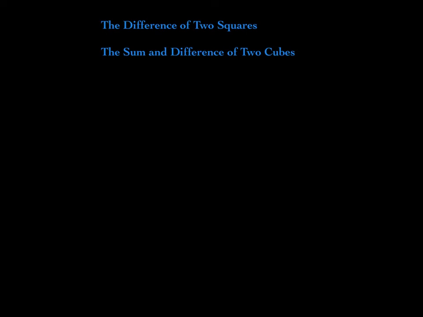We're going to continue our review of factoring methods. In this section, we're going to focus on factoring binomials. Now, there will be three different kinds of binomials that we will factor. First, we'll focus on factoring a difference of two squares, and then we'll move to a sum of two cubes and a difference of two cubes.